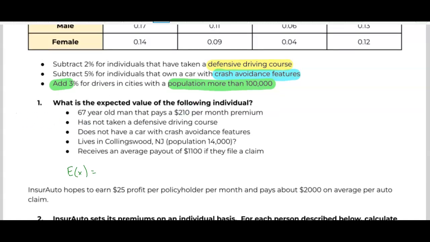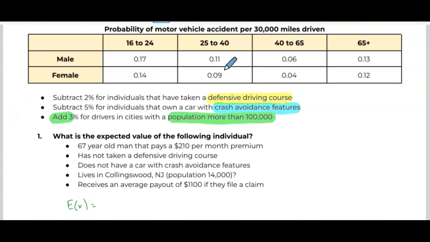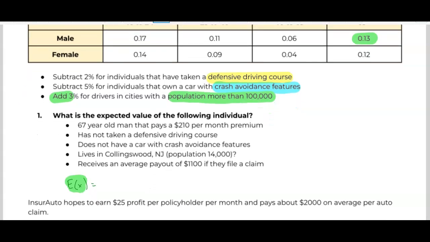Well, let's find where a 67-year-old man slots. So a 67-year-old man is going to be in this section here, right, 13%. And so we'll highlight his expected value that way. He has not taken a defensive driving course, so we do not subtract 2%. He does not have a car with crash avoidance features, so we do not subtract 5%. Lives in Collingswood, New Jersey, population 14,000. That is not more than 100,000. So we're not going to do any adjustments for this driver. We're going to go with that 13%.